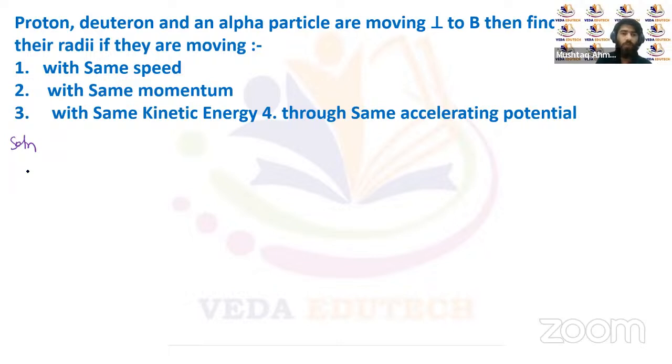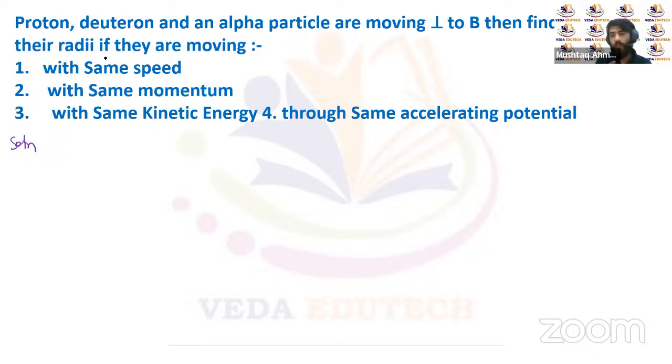Now talking about the deuteron, what is deuteron? Deuteron is an isotope of hydrogen, where it contains both a proton in the nucleus as well as a neutron. So we can say that the mass number of this deuteron is 2, where it contains one neutron and one proton, while the proton has the mass number of 1.